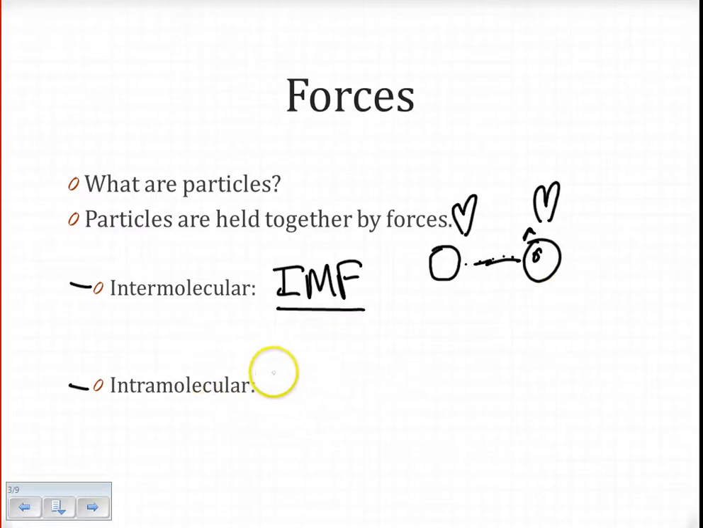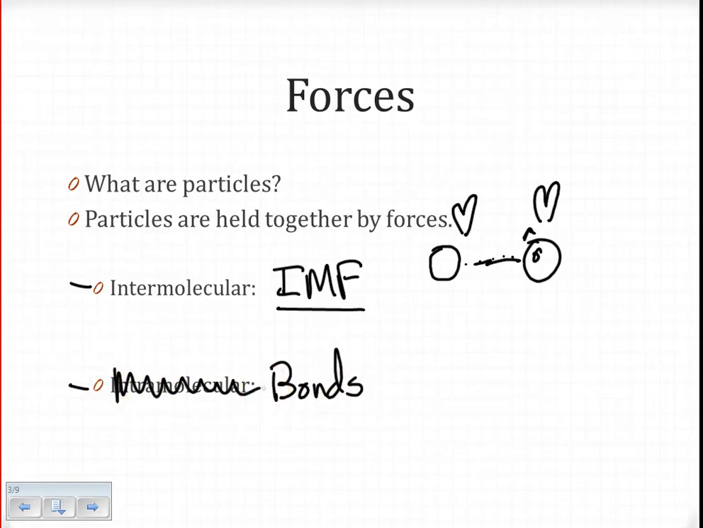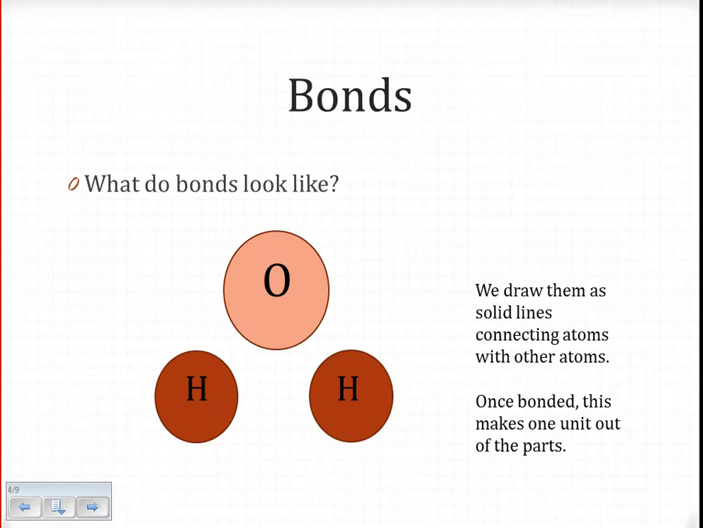Intramolecular forces are what we call bonds, and I've already learned my lesson. I am never going to call it an intramolecular force. So what a bond is: if you have atoms in a molecule, they are held together by a very, very strong force that is called a bond. So what does this have to do with chemical and physical properties or chemical and physical changes?